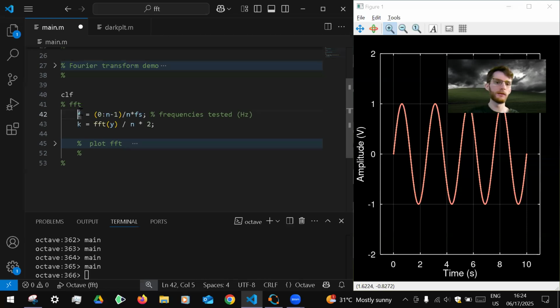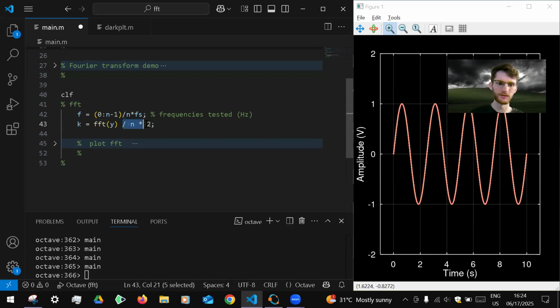So here's a vector of all the corresponding frequencies that will be tested. And then here is MATLAB's or Octave's fast Fourier transformation. The reason it's called fast is because when you do a Fourier transform, there are a lot of redundant calculations, and so this figures out how to avoid multiplying and adding the same things over and over again.